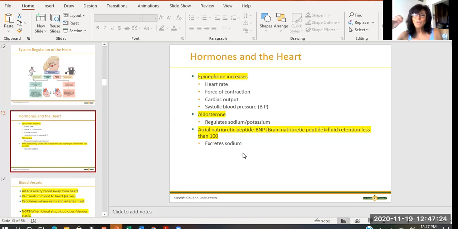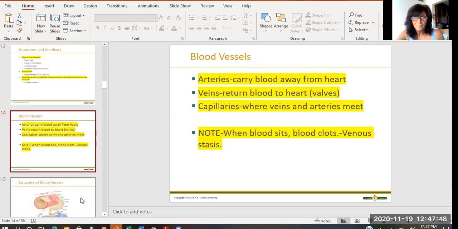And then we have atrial natriuretic peptide, BNP, brain natriuretic peptide. This is a blood test that we can do. When we measure this BNP, it tells us if the patient's retaining fluid. Again, pertinent to heart failure. That's a lab you need to know. Normal, less than 100. BNP, okay? That's important for you to know.